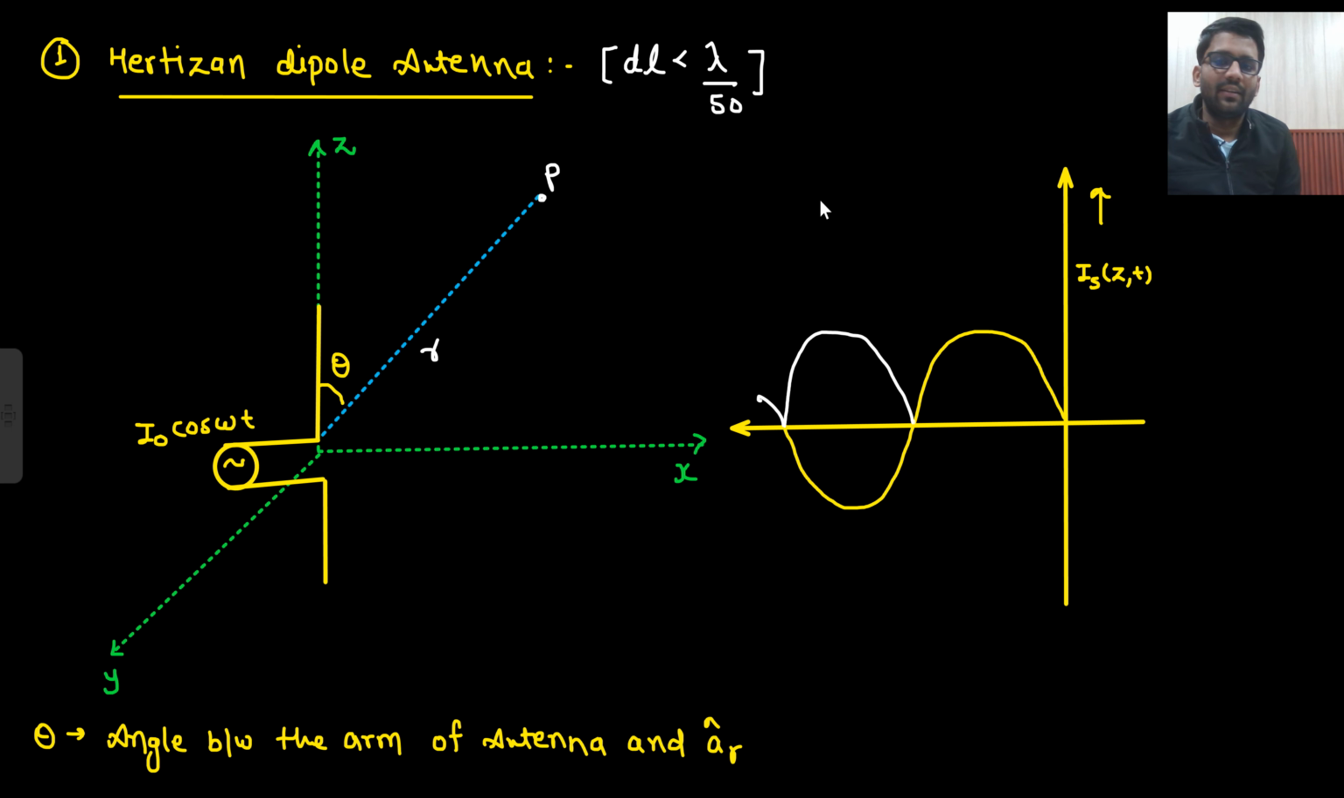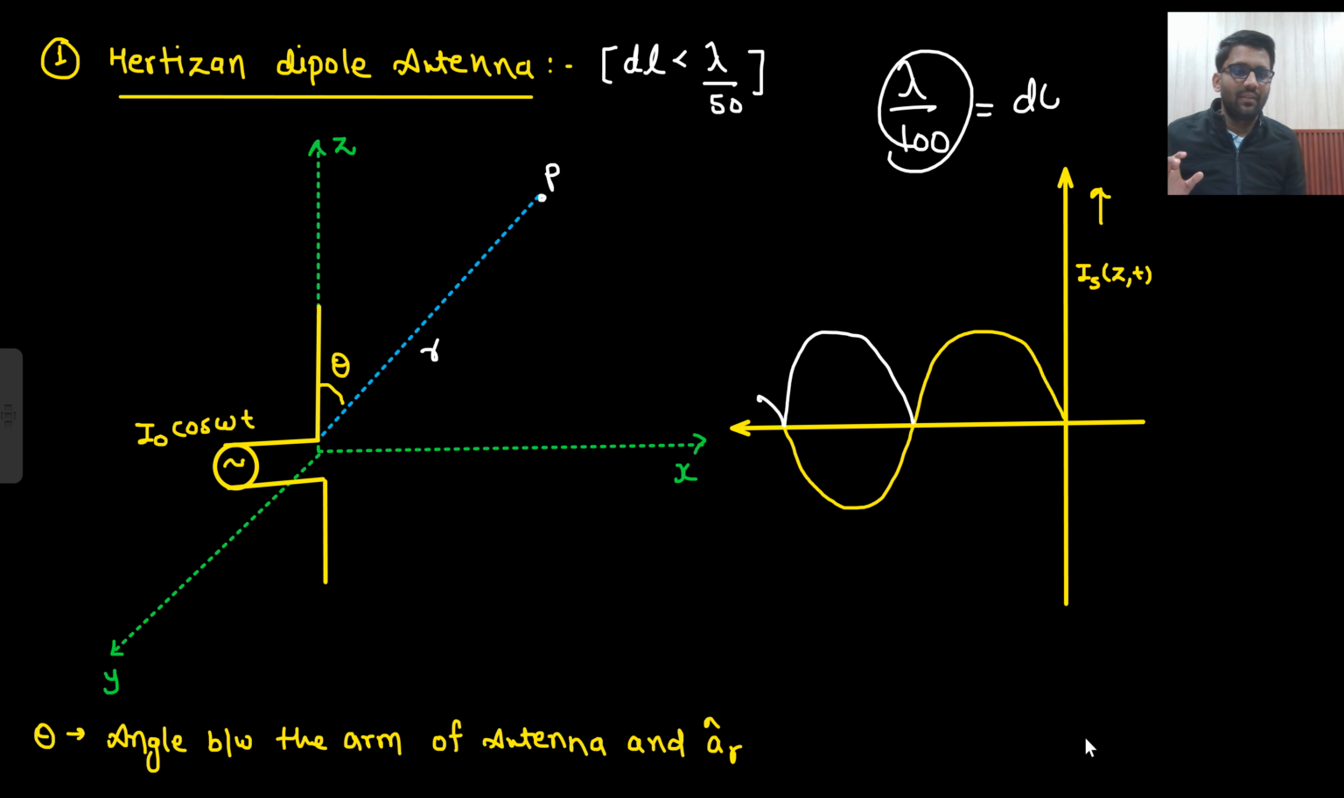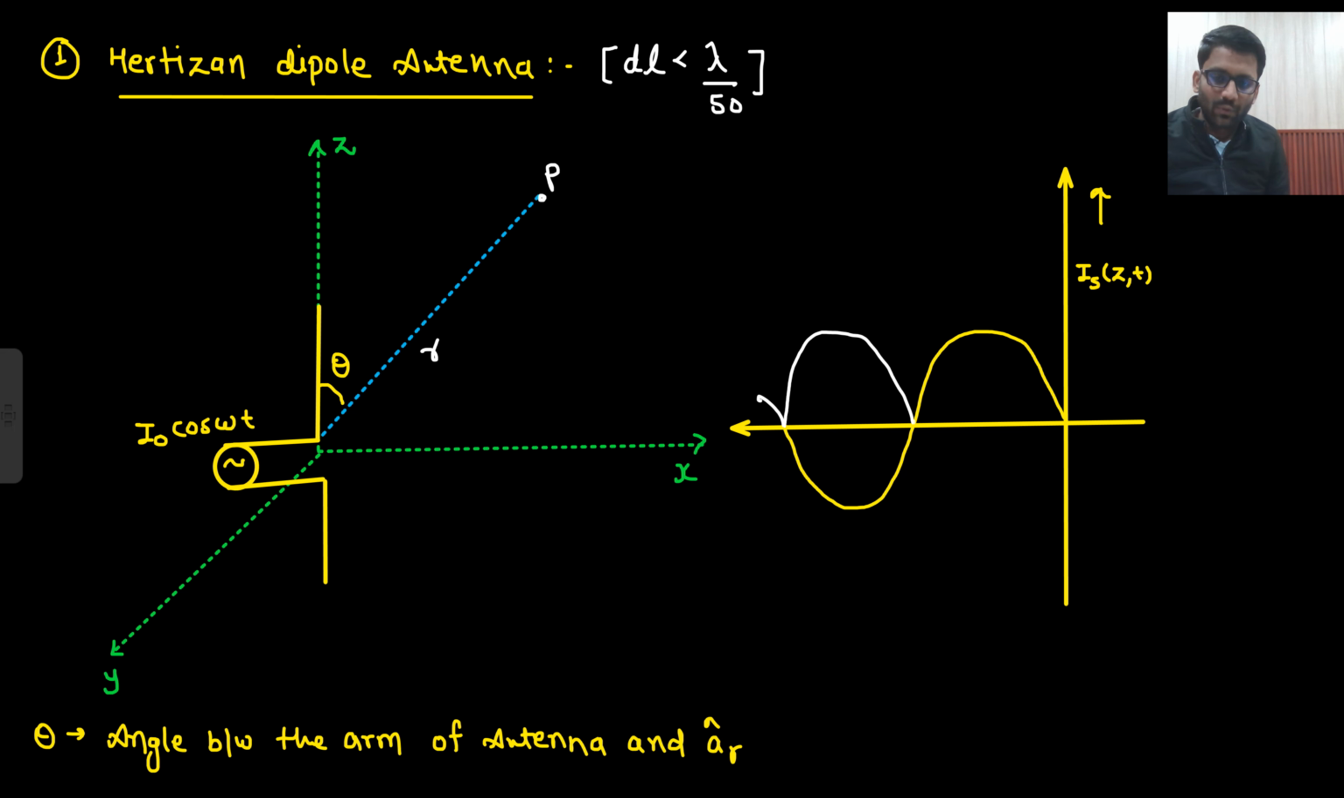So somewhere, let's say in the question it is given that the length of the Hertzian dipole antenna is lambda by 100. So the value of dl is lambda by 100. Since the length is pretty small, sometimes it is shown by dl only. So this is your dl. And this is our Hertzian dipole at point P.